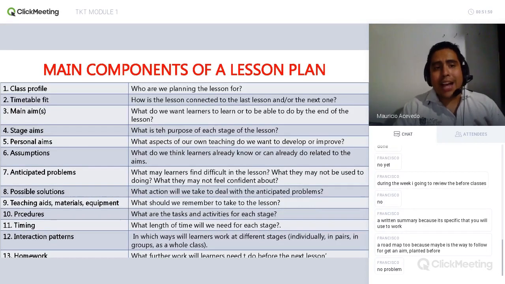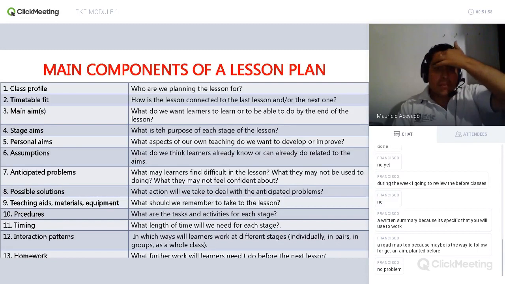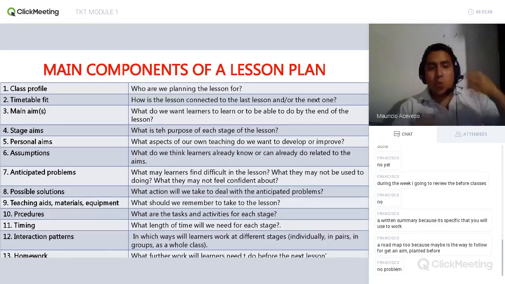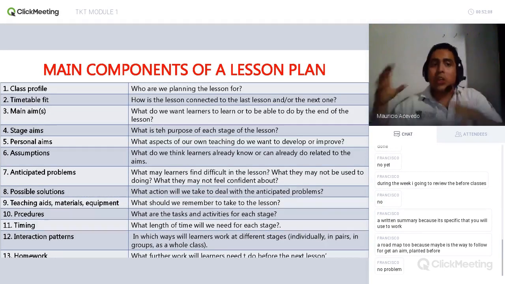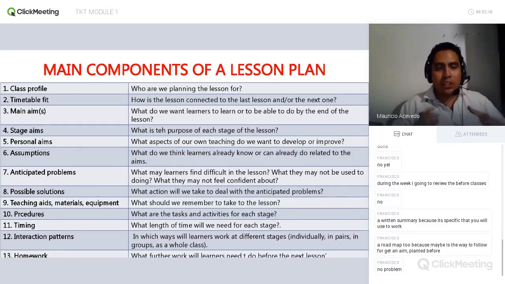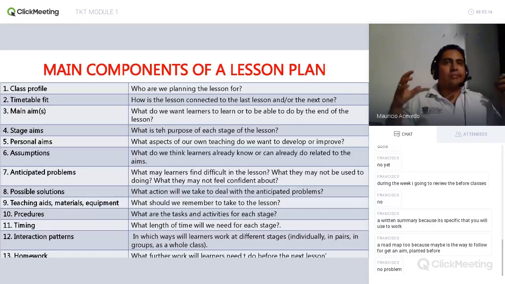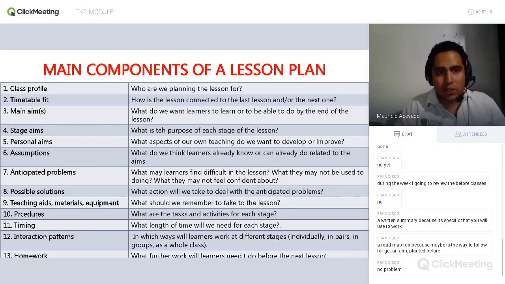Now, number six, assumptions. What do we think learners already know or can already do related to the aims? In this case, remember, Francisco, assumptions is what we assume that our students already know. For example, the main aim is to use past continuous to talk about durative activities in the past.